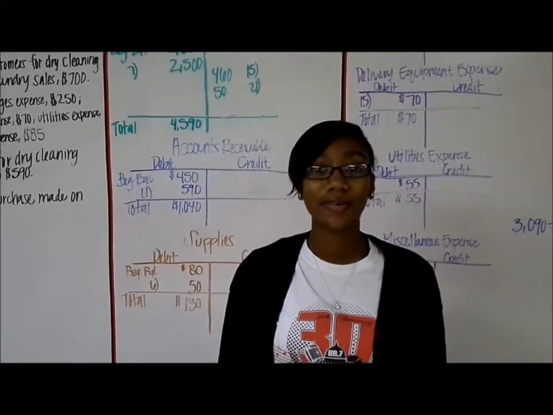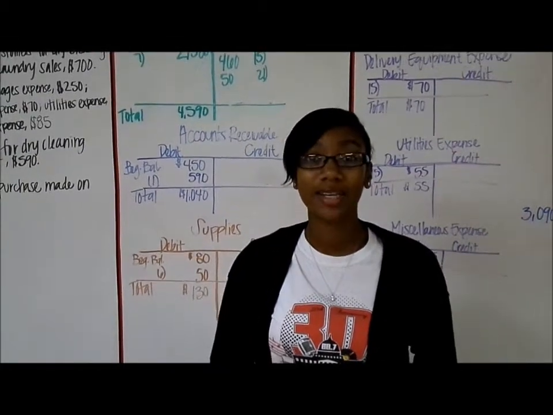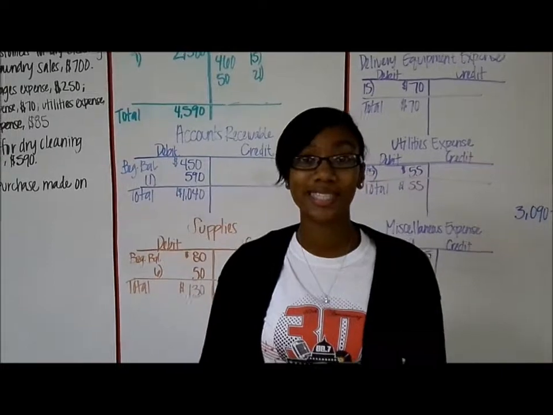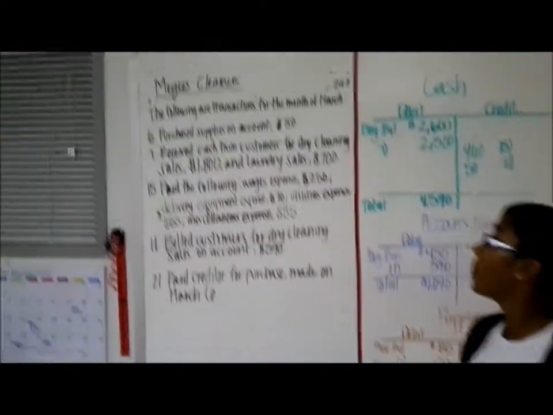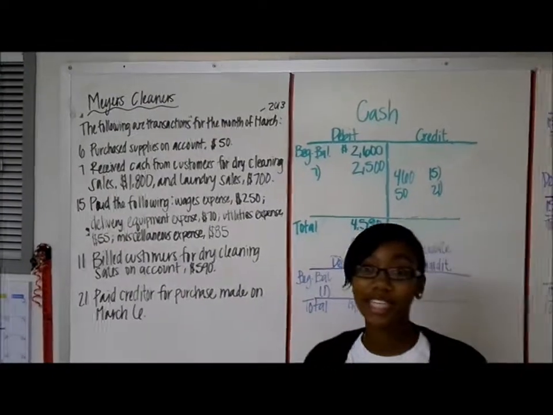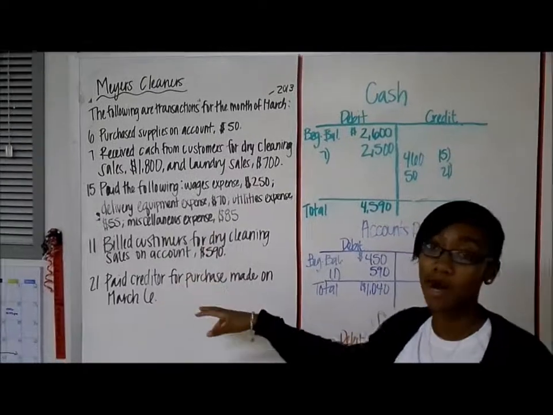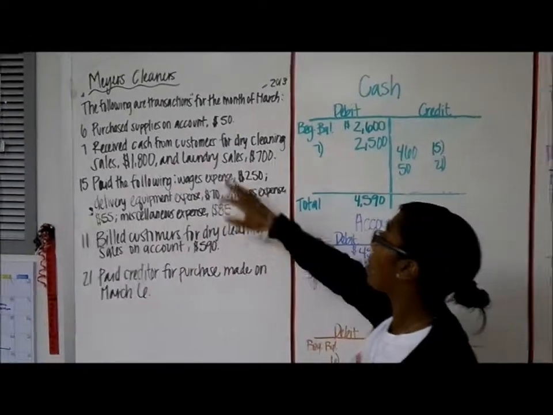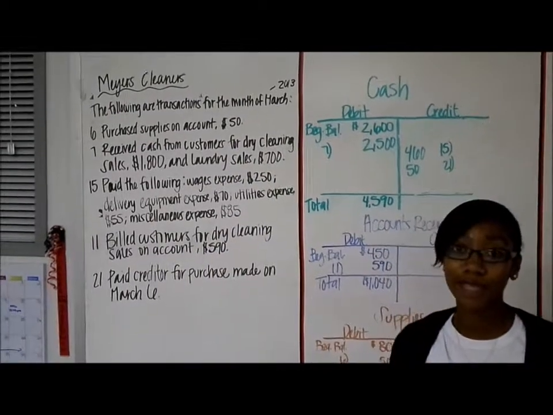In today's video, we will do another problem that involves assets, liabilities, revenues, expenses, and capital. So let's get started. In this problem, we're talking about Myers Cleaners, and these are the transactions for the month of March. It says for March 6th that the business purchased supplies on account for $50.